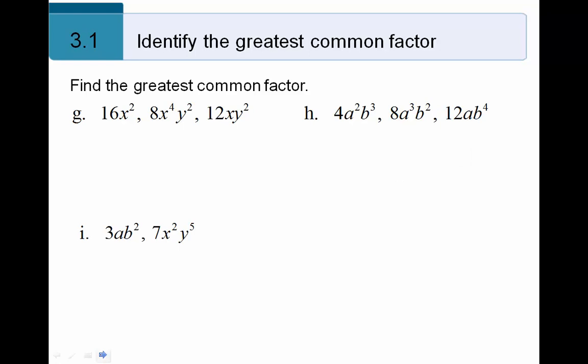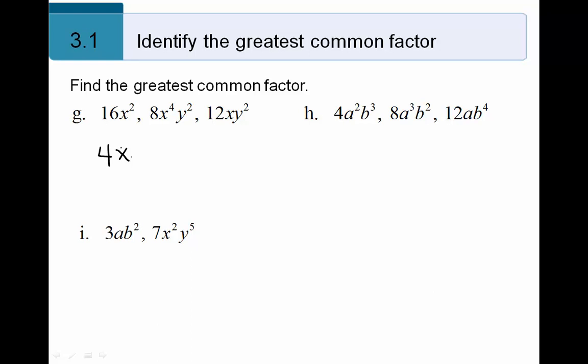Right? Let's practice a few more. Now we're finding the greatest common factor of G, these three different terms. The greatest common factor of 16, 8, and 12 is 4. The greatest common factor of x squared, x to the fourth, and x is x. And notice the second two terms have a y term, but since the first term doesn't have a y term, they don't all have y in common, so that can't be part of the GCF.